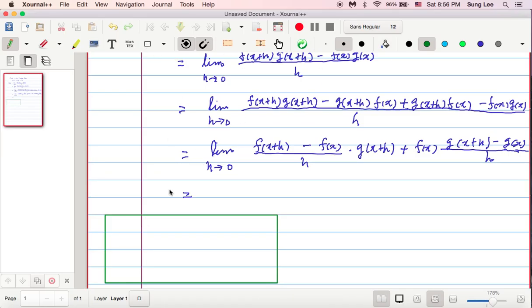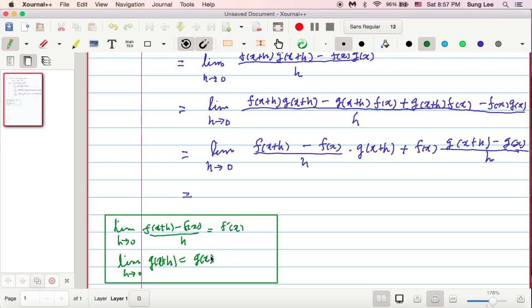So here's what we have. The limit of f of x plus h minus f of x all over h is nothing other than f prime of x, and by the assumption, this exists. And the limit of g of x plus h equals, what is that? That's the same as g of x.